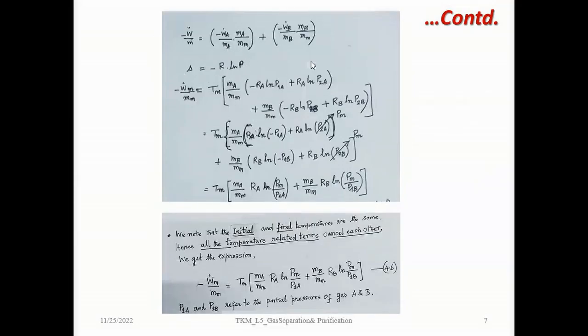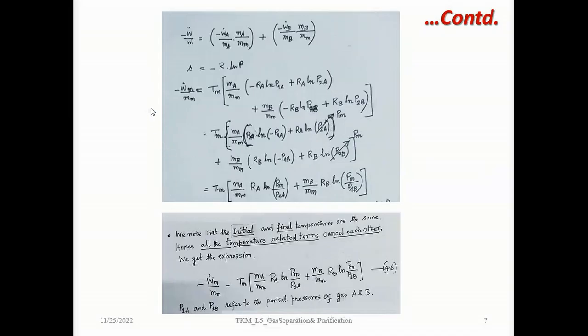So let's apply this in this equation. Minus W dot by M dot M is equal to Tm into, now let's write the first term: MA by MM, retaining this term as it is, into minus RA ln P1A plus RA ln P2A. There are two terms, so we are writing the first term minus the second term. Then we write the second part as MB by MM into minus RB ln P1B plus RB ln P2B.